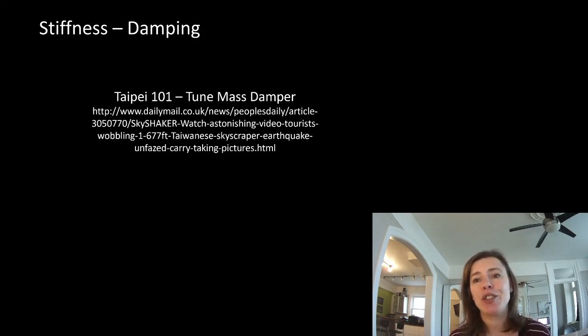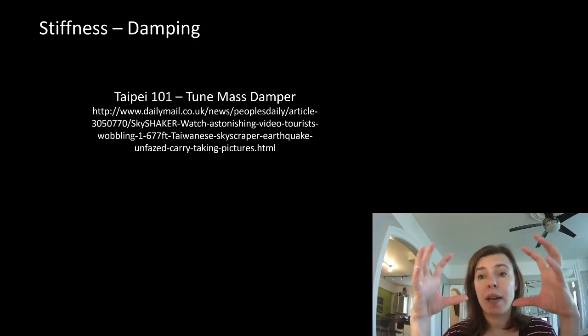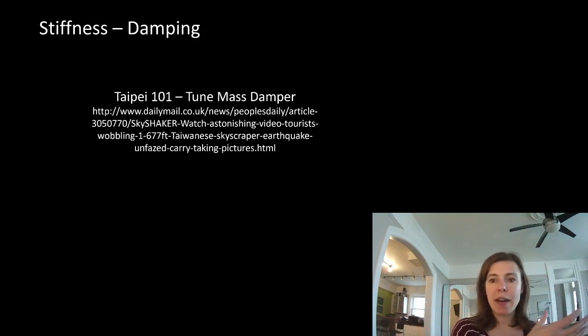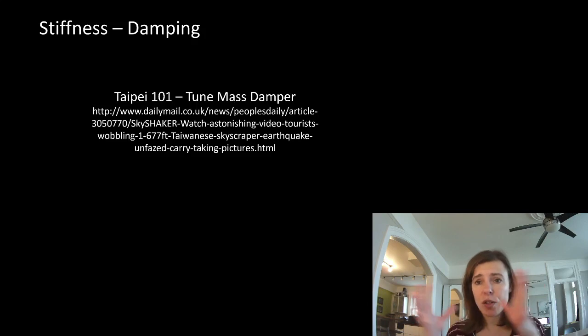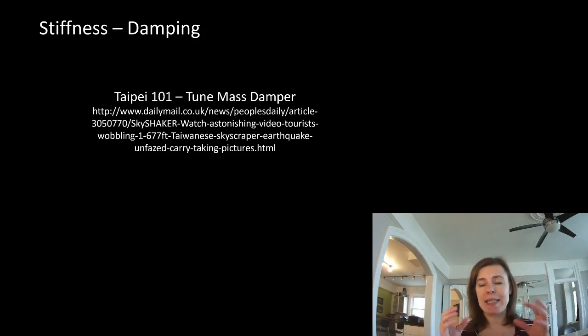But this is a great one that shows deflection of a building during an earthquake that has a tuned mass damper in it. And the tuned mass damper is like putting water in a glass: if you try to slide it across the bar, it starts to move back and forth and stops the glass from moving a little bit. What's interesting is that the camera is attached to the building. So the building looks like it's not moving, and the tuned mass damper is, as are the people, because they're being thrown around by the earthquake.